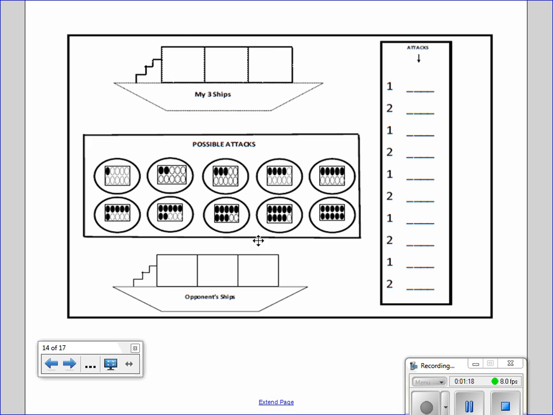Basically, I have 3 numbers in my ship, and my opponent has 3 numbers in their ship, and I'm trying to guess their numbers before they guess my 3 numbers. Whoever guesses them first sinks the other person's ship and wins the game.